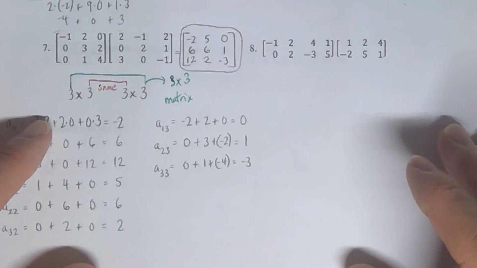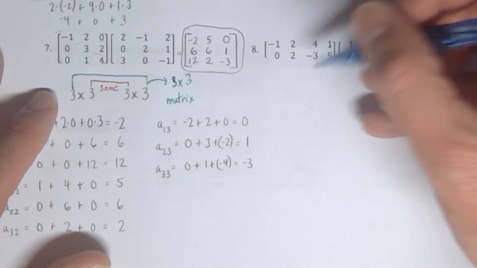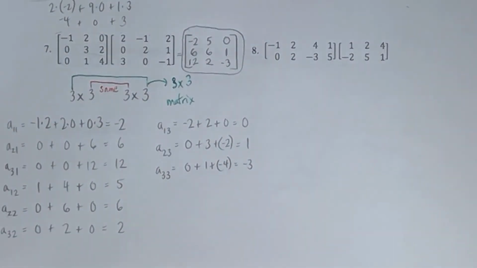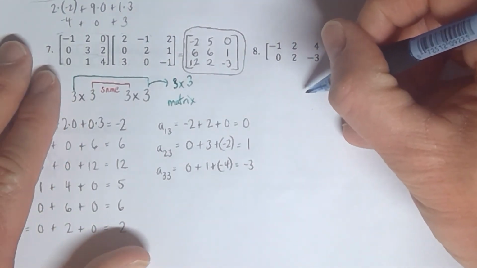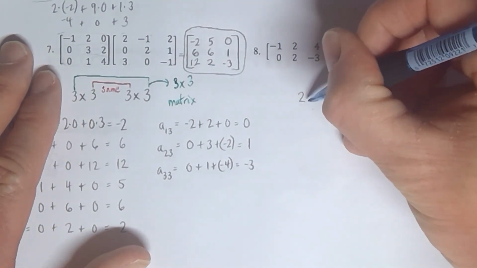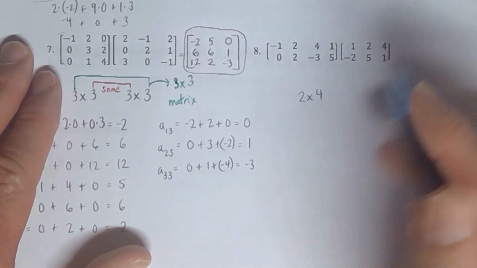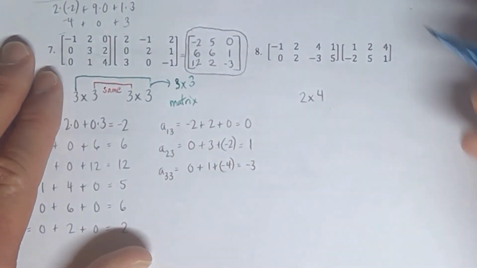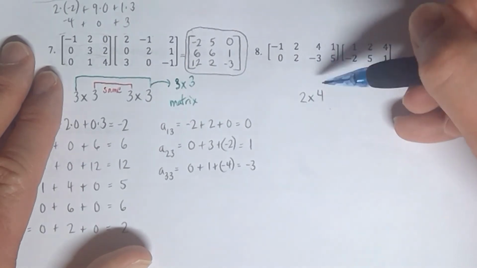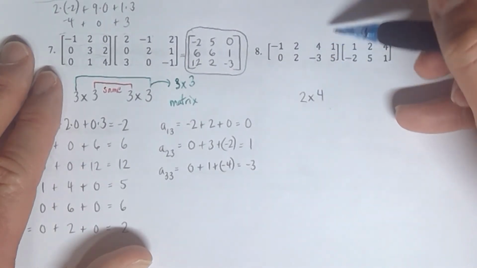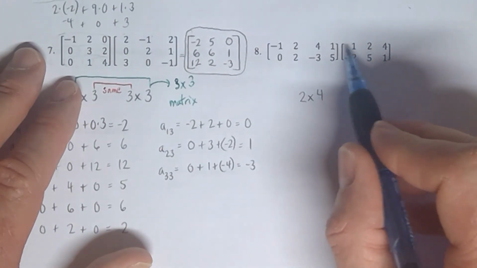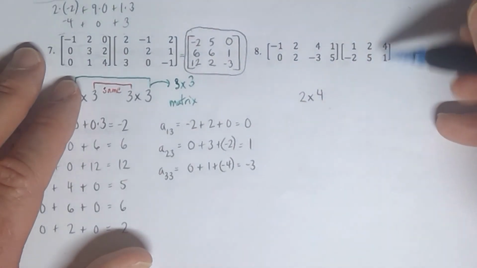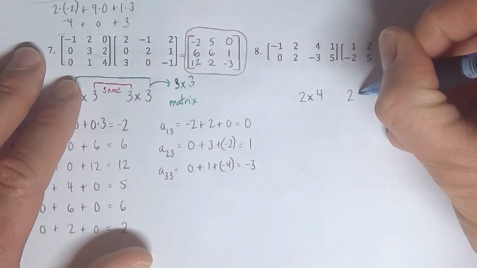Last one here. Again, we're multiplying a matrix times another matrix, so we got to figure out what the size is first to see if it can be done. This one is a 2 by 4 because it's got 2 rows going horizontal and it's got 4 rows going, or pardon me, 4 columns going vertical. This one, on the other hand, is a 2 row, 3 column matrix, so we call that 2 by 3.